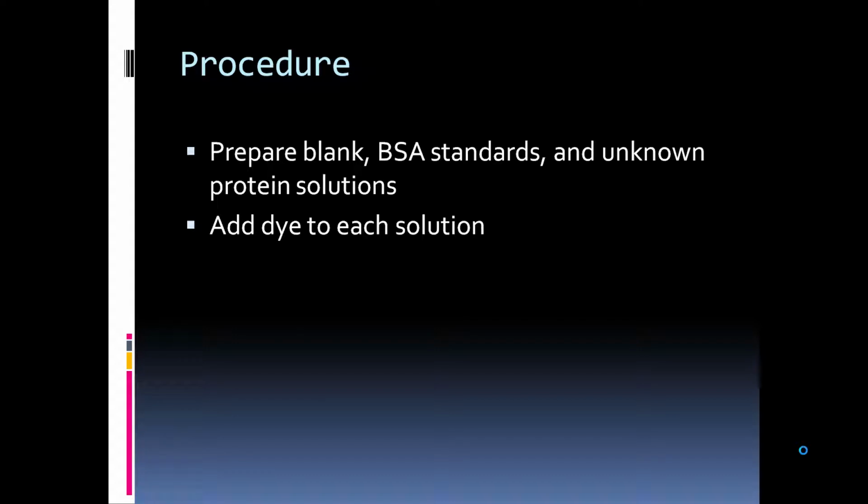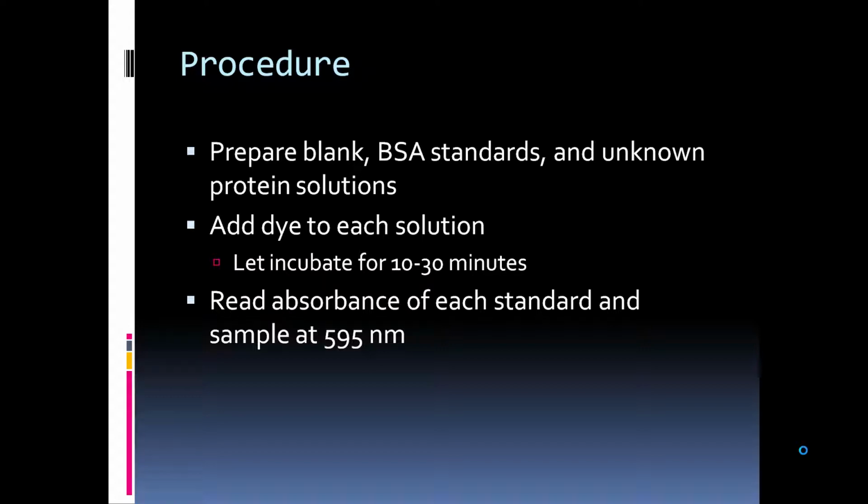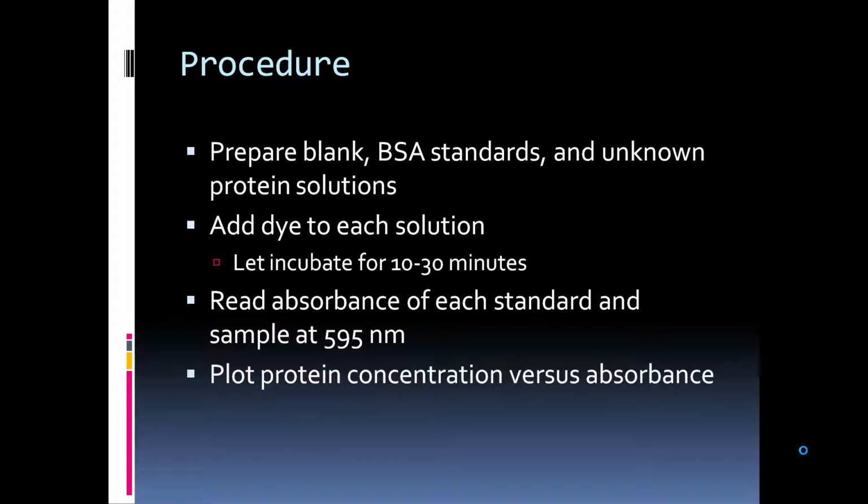Then add about 100 microliters of each sample prepared to about 5 milliliters of dye in a separate test tube to be measured. Be sure to let each sample mixture incubate at room temperature for about 10 to 30 minutes for the reaction to reach completion. Next, adjust the spectrophotometer to measure the absorbance at 595 nanometers and blank the program. Measure the absorbance of each prepared sample at 595 nanometers. Lastly, plot the absorbance of the standards versus their corresponding concentrations. Use a linear regression of the data to calculate the concentrations of the prepared samples of unknown protein.